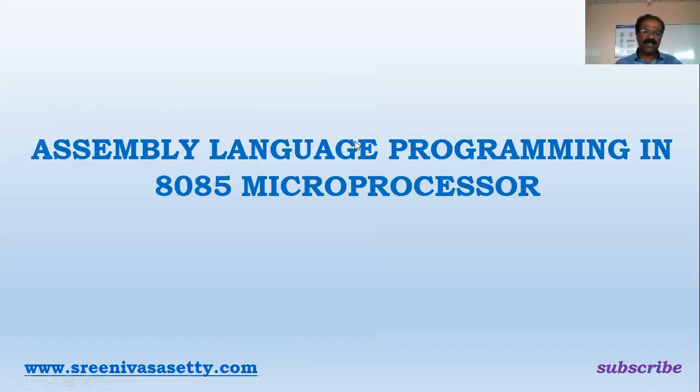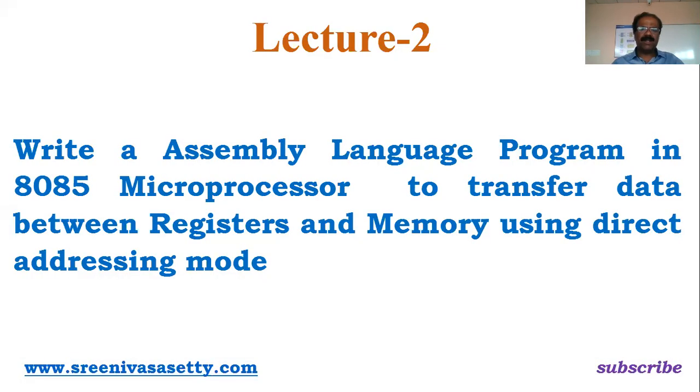Welcome to the video lecture on assembly language programming in 8085 microprocessor. In this tutorial, I'm going to discuss this particular program: write an assembly language program in 8085 microprocessor to transfer data between registers and memory using direct addressing mode. In the previous lecture, I explained how to transfer data between registers. In this lecture, I'm going to concentrate on how to transfer data from memory to microprocessor and microprocessor to memory.